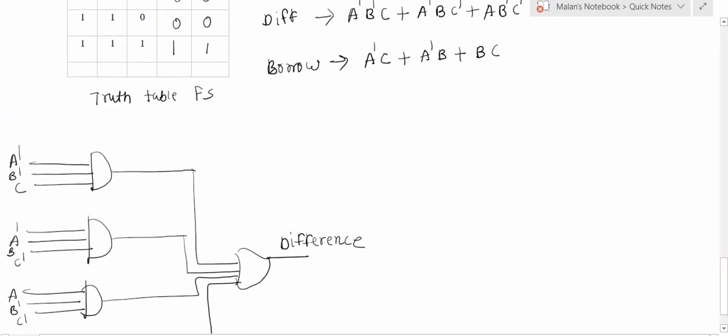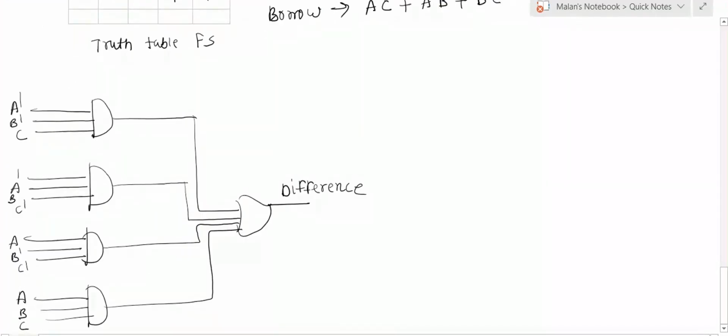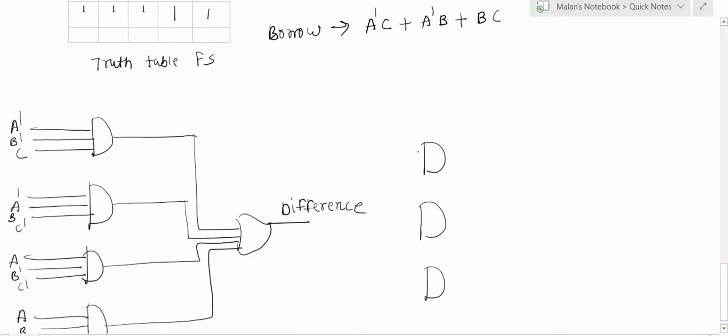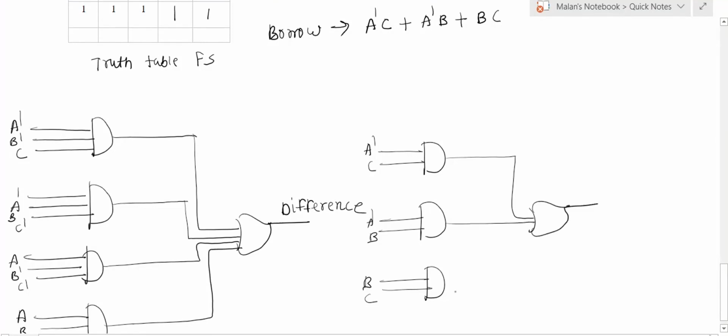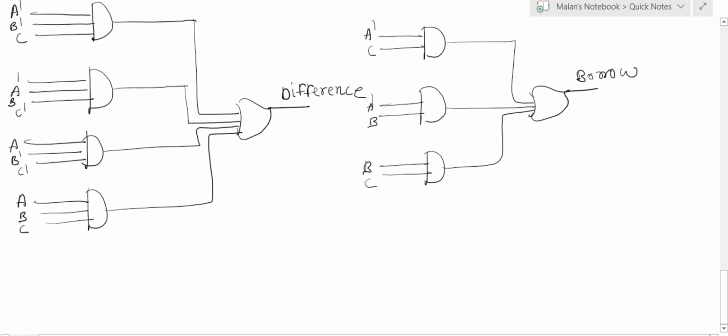Similarly, we'll implement the borrow. Three AND gates are required for the 3 terms. The inputs to the first AND gate are A bar and C. The inputs to the second AND gate are A bar and B. The inputs to the third AND gate are B and C. And I am ORing together all the outputs, which is nothing but the borrow. This is the logic circuit of the full subtractor using basic gates.